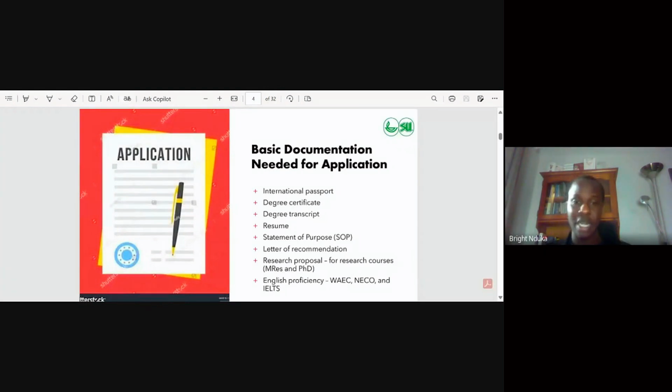Then the degree transcript, which is also very important, giving a breakdown of all the courses that you've done all through that degree that you are presenting. Then your resume, this one is very key. You need to tailor it to suit that particular course or program that you are looking out for. A statement of purpose.